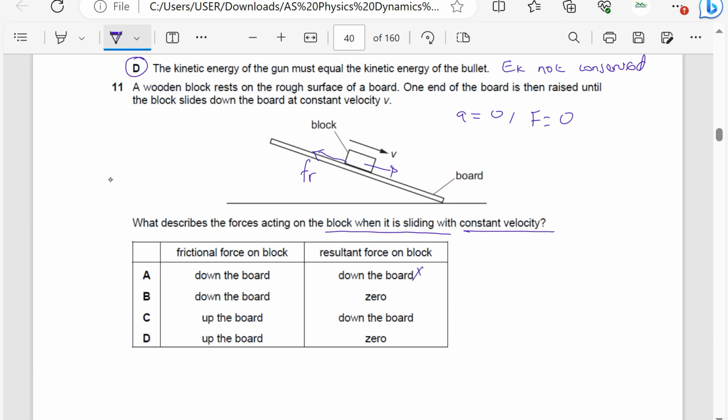So we ignore A and D. It is showing that the resultant force on the block is down the board, but it should be 0. The frictional force must be in the opposite direction to motion, so it should be upwards. So the answer here is going to be D. Friction upwards. If this angle is theta, this force will be mg sine theta. The difference should be 0 for constant velocity, where the resultant is 0 and acceleration is 0.